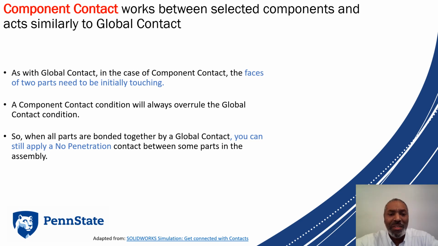This means you can still apply no penetration contact between some parts in the assembly, even if you have a global condition that says everything is bonded. You just select the two parts you want to have no penetration instead of bonded and put them in that set with that condition. And it overrides the global.